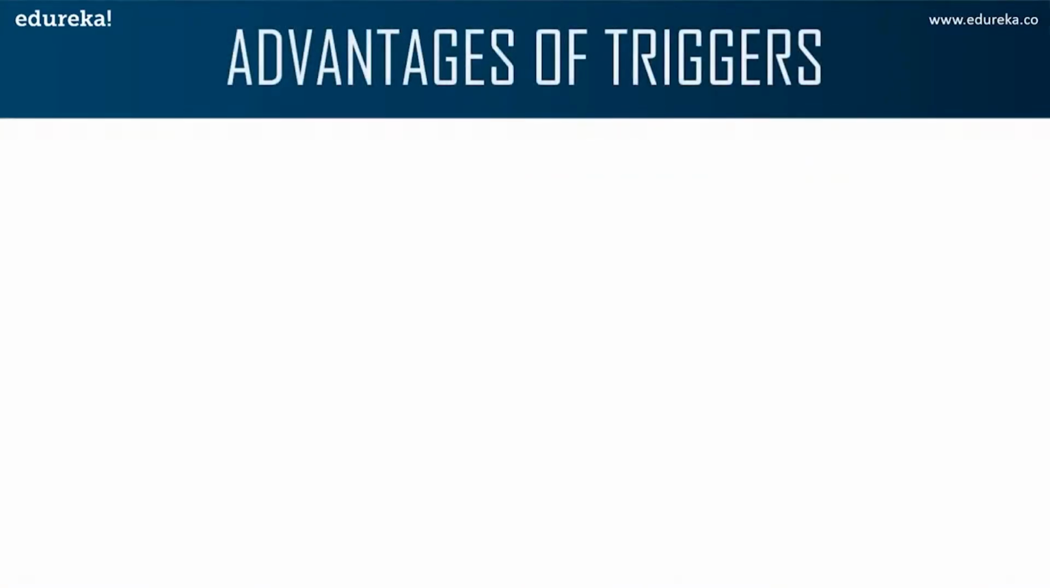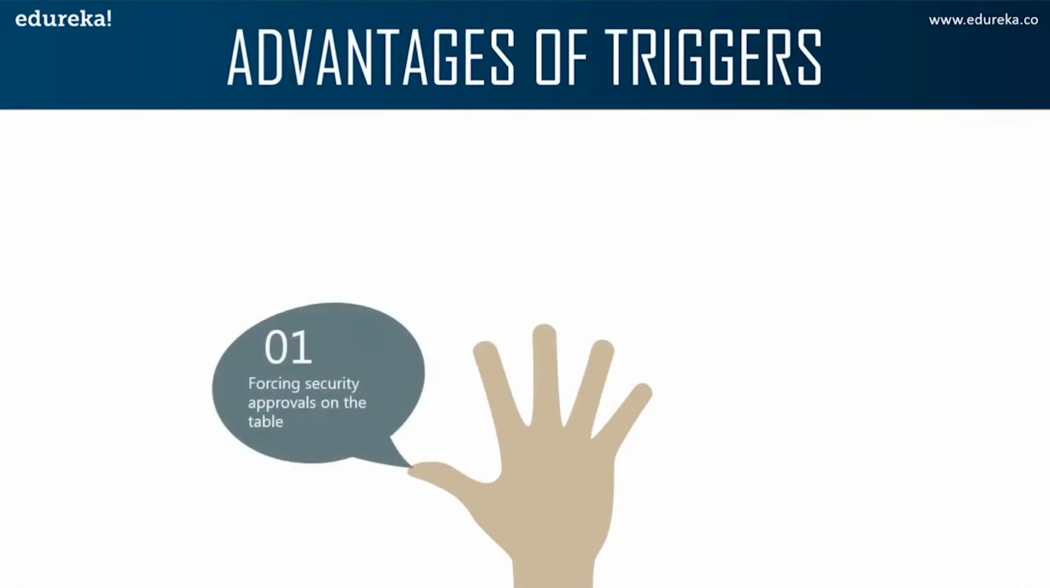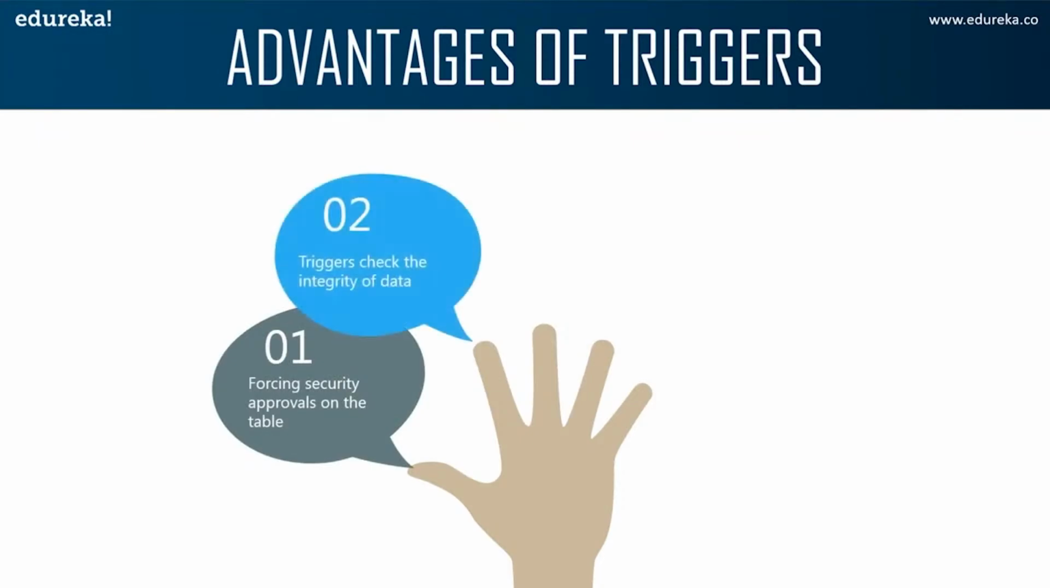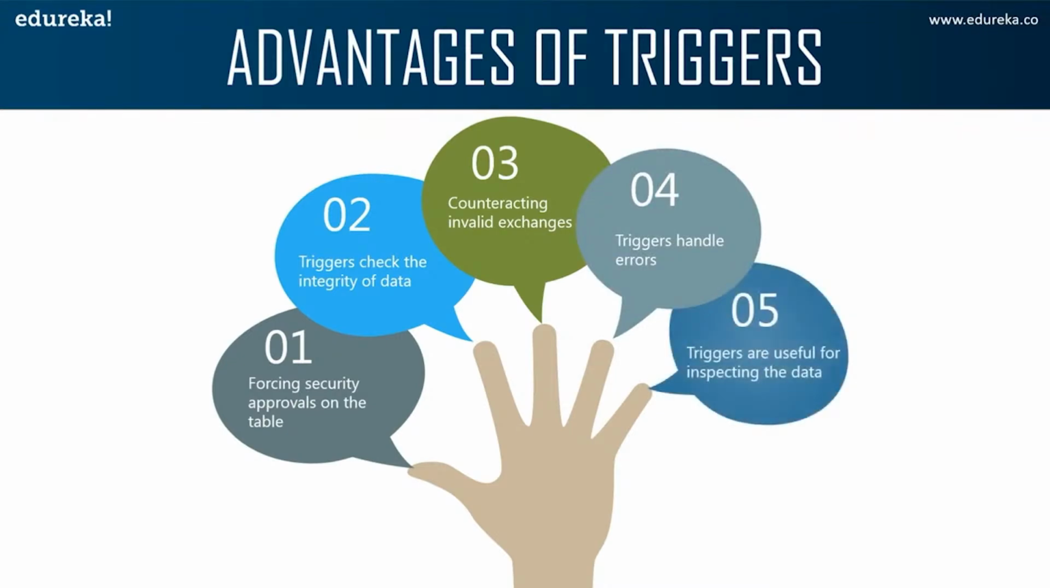Let's look at the advantages of a trigger. The first one is forcing security approvals on the tables that are present in the database. The next one is triggers provide another way to check the integrity of the data. The third one is triggers counter-react invalid exchanges. The fourth one is triggers handle errors from the database layer. And the final one is normally triggers can be useful for inspecting the data changes in the table.